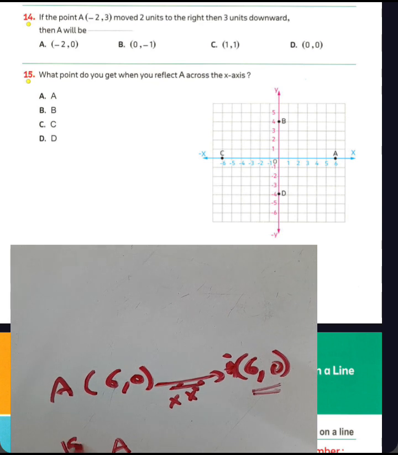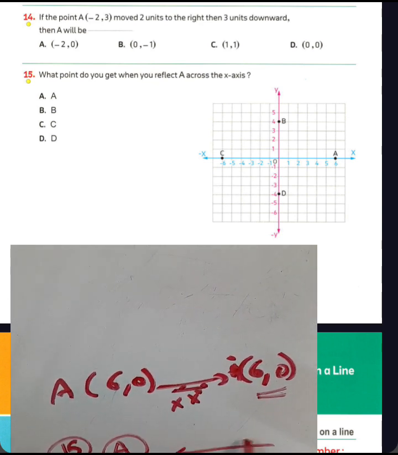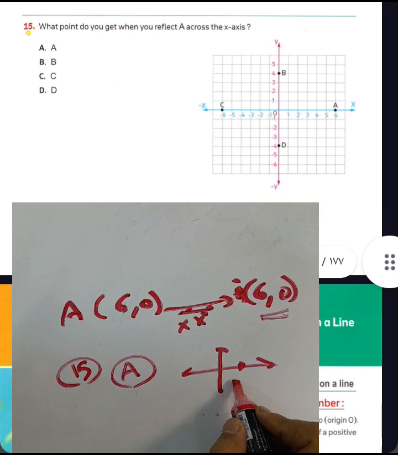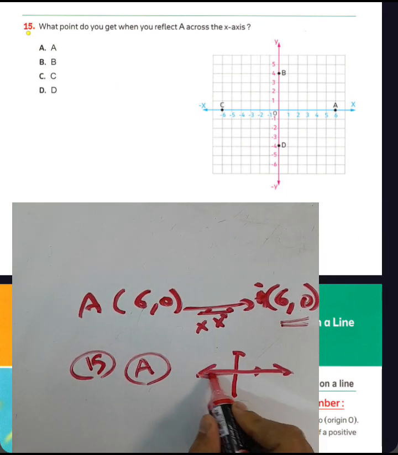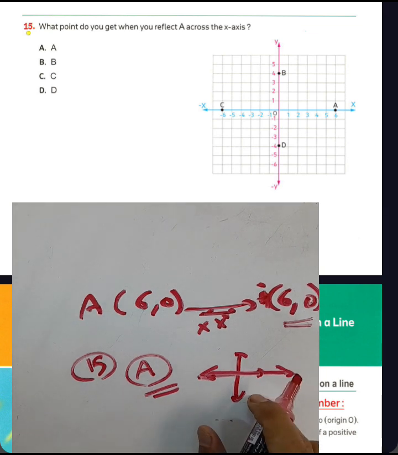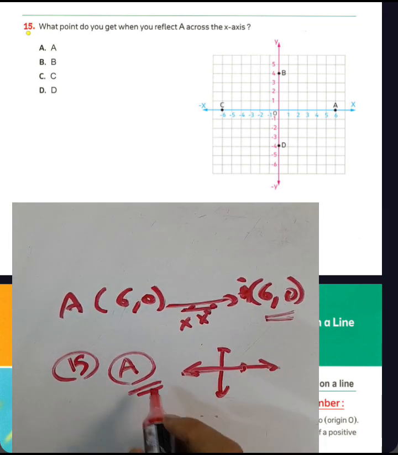About question 15, the result will be A, because when you want to reflect in the x-axis, you must know that any point that lies on the x-axis, the image of this point in the x-axis will be exactly the same, it doesn't change place. Okay, the result will be A, because this point lies on the x-axis, then the image of this point in the x-axis will be itself. Choose A, itself. Okay.